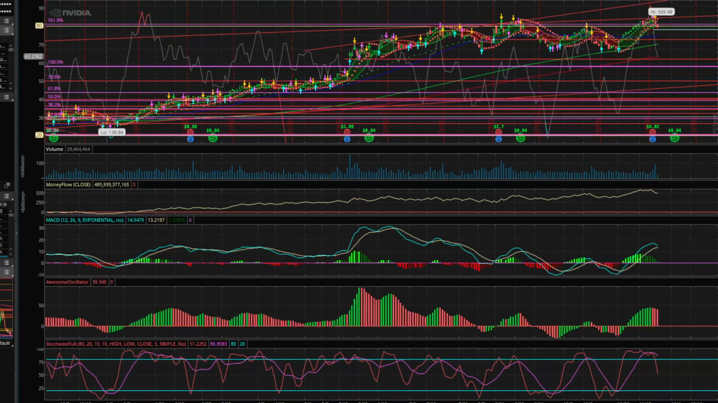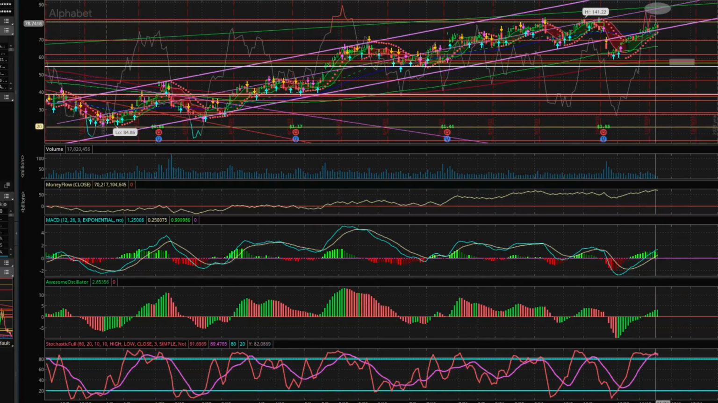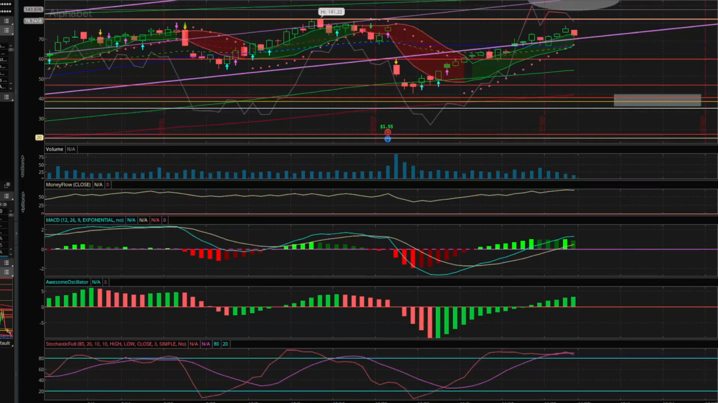Apple is running out of steam. Is Google running out of steam? Because I saw Google pull back today, and Google is also at extremes on the stochastics here, ready to roll over. And you have the MACD also cooling off. The awesome oscillator is very small on Google, so it's not much to talk about here.